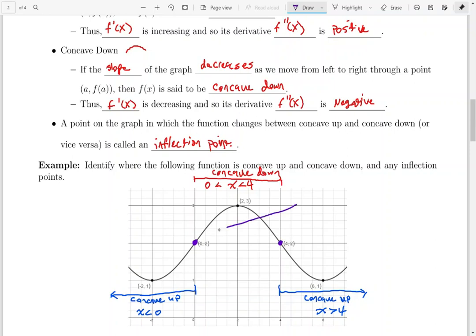And so I claim that we have two inflection points at (0, 2) and at (4, 2). Now something to mention is that inflection points will have a second derivative of 0. Okay? That's a useful piece of information, because when we start talking about first derivative, second derivative situations, inflection points will have a second derivative equal to 0. But be careful, because not everywhere the second derivative is 0 is an inflection point.